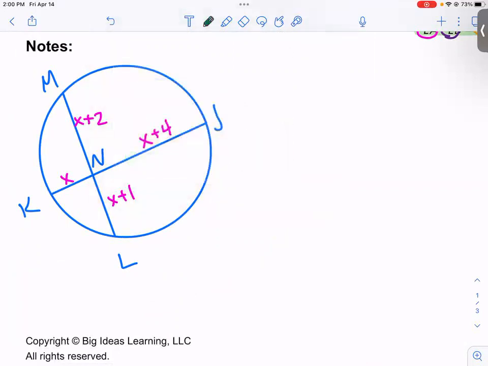So what we can do is we can take X times X plus 4. And that is going to equal this product. So X plus 2 times X plus 1, just like that. Multiplication is commutative. All that matters is that these two segments from the same chord are being multiplied, and these two segments from the same chord are being multiplied.